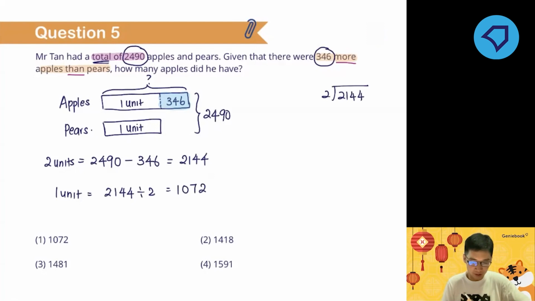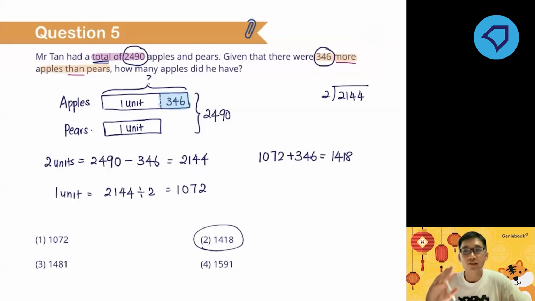That's not the final answer because my apples here, if you look at the model, is one unit with another 346. So therefore we need to plus now. Take 1,072 plus 346. So the final answer would be 1,418. But of course, if the question is asking for the number of pairs, that would just be 1,072, because the number of pairs is equal to one unit. But look carefully, since we're asking for apples, then of course, we must plus 346.